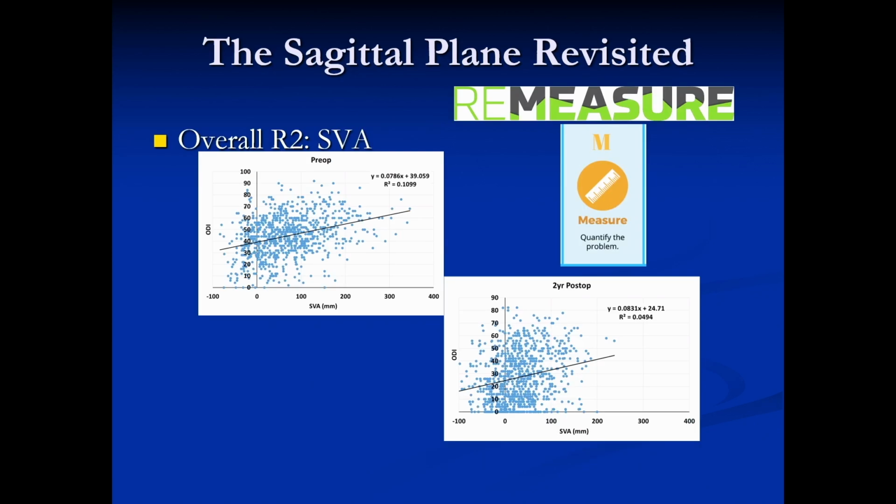So based upon that finding from the predictive modeling, what the computer taught us, we went back and looked at the R-squared values now in a much larger population. So remember the Schwab classification, all based on the R-squared values? Now, the post-op correlation or impact of alignment of 2-year SVA versus ODI is 5%. That's how much the post-op SVA matters in your outcome from surgery.